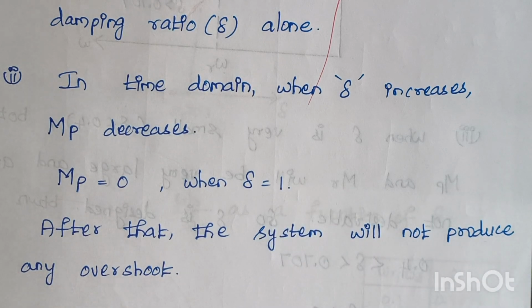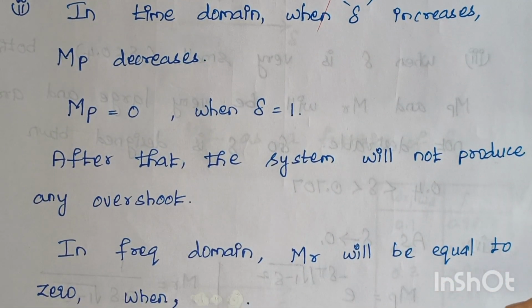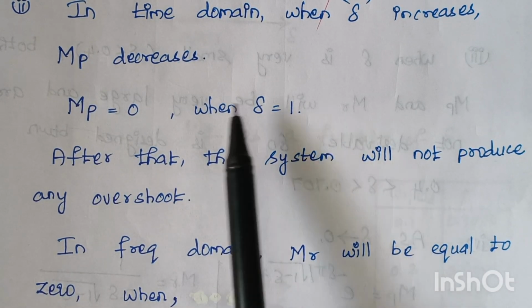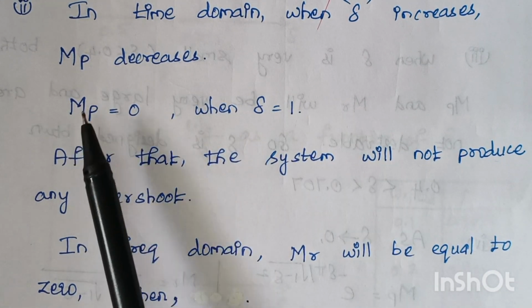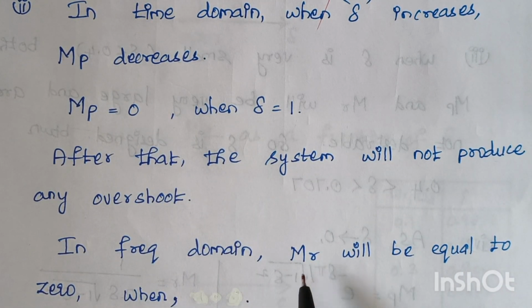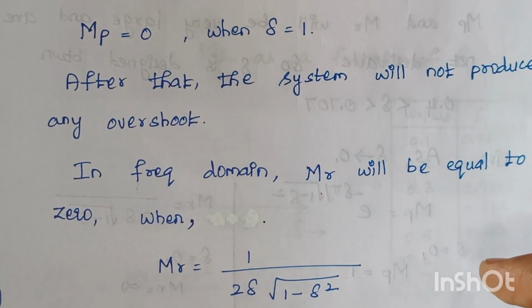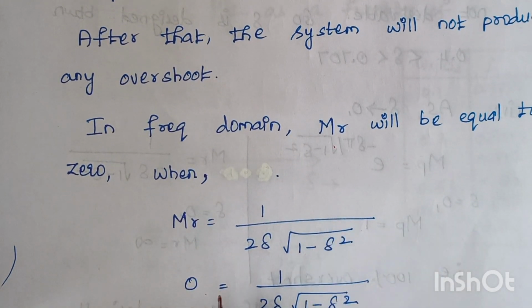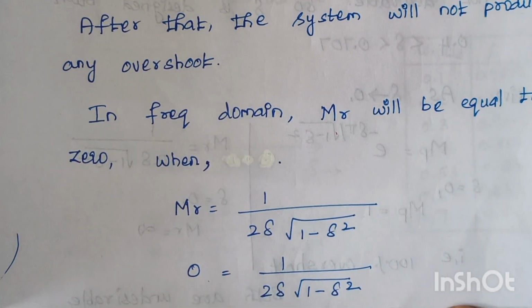Then in frequency domain specifications, we are going to analyze when the value of MR will be 0, because we found a condition when the value of MP is 0. Similarly, we are going to find when MR will be 0. What is the expression for MR? Just now we found it: 2 zeta into root of 1 minus zeta square. So I have to find when the value of MR is 0. Here I am substituting this, 0 equal to this expression.